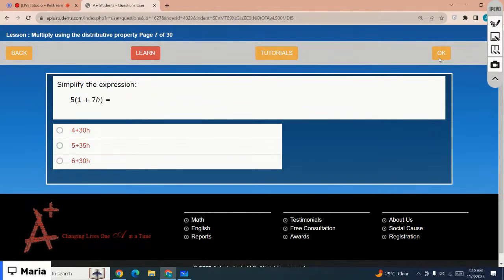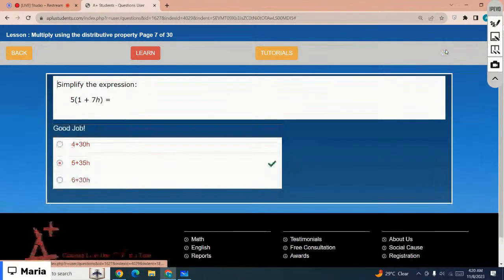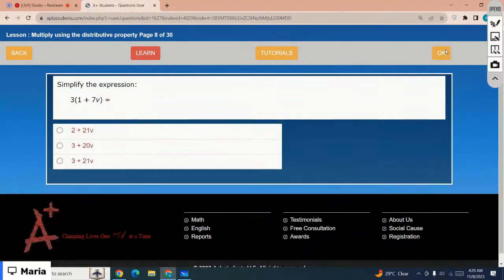So the correct option is 5 plus 35h. Option number 2 is the correct option. You have to multiply 5 with everything that is inside the bracket, right? Okay, the next one is simplify the expression. So which is the correct option? Yes, that is 3 plus 21v, which is option number 3 is the correct option.